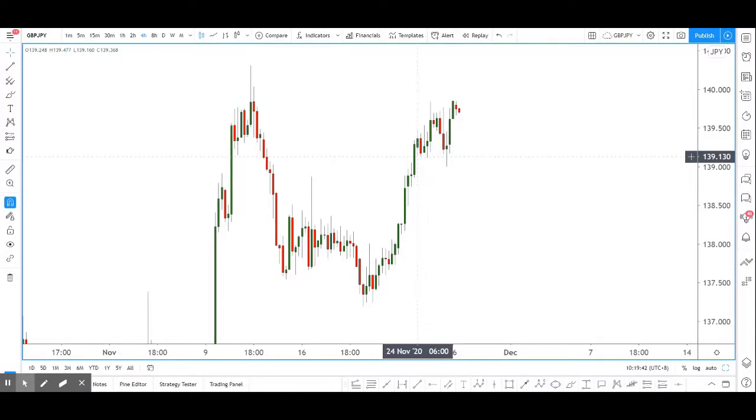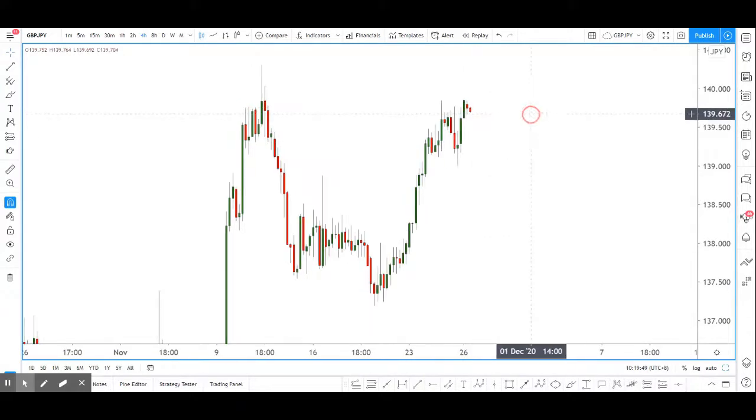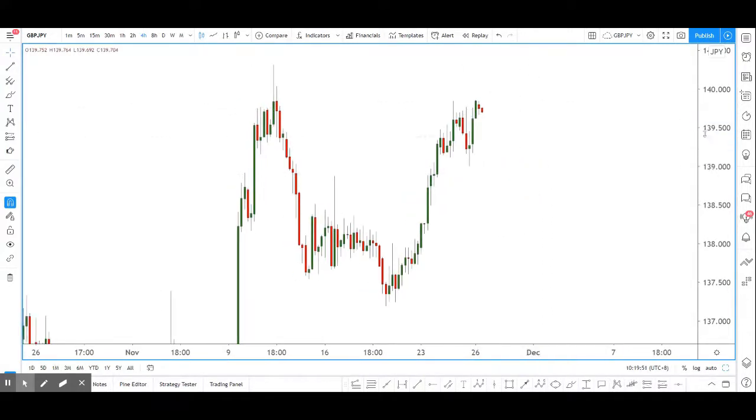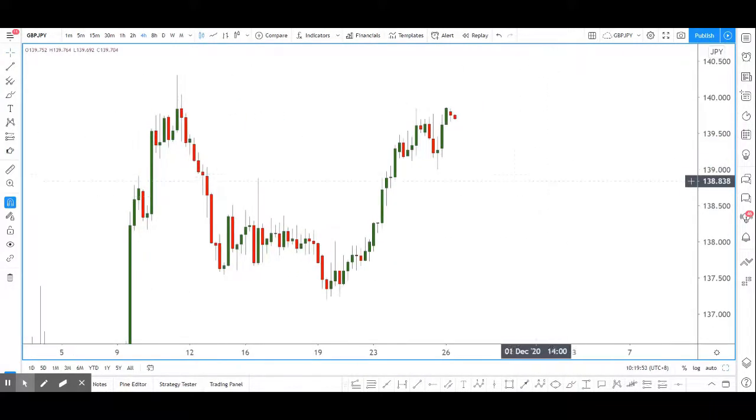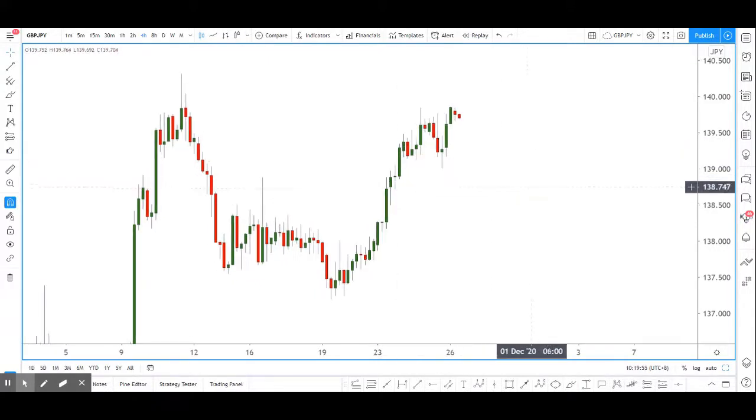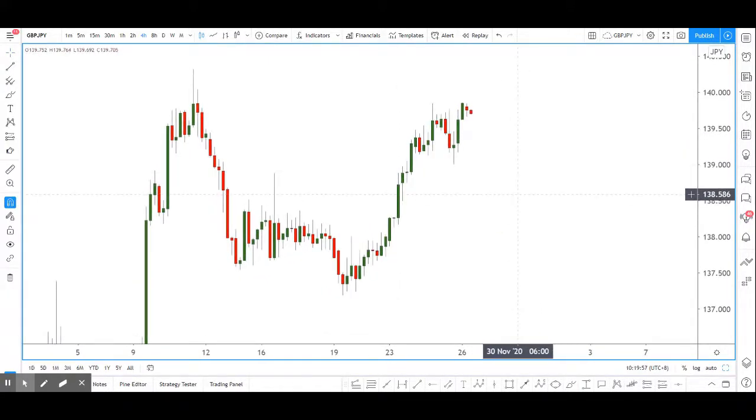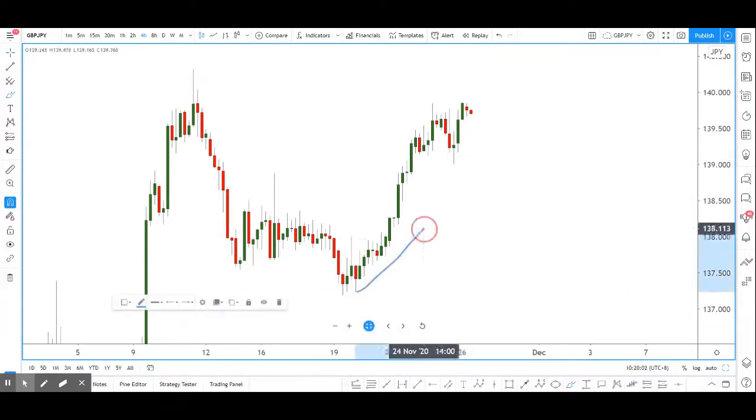At the pound yen, right? There is a very interesting configuration on the 4-hour chart for the pound yen, so I thought I should point that out to you guys. Now what I have here is the 4-hour chart. At first glance it might seem like price is really just pushing on the uptrend, right?